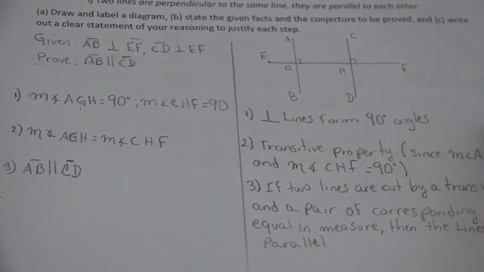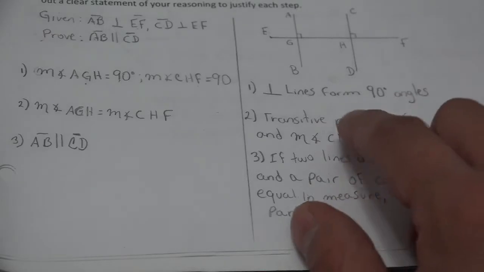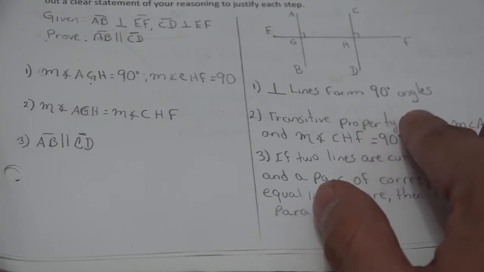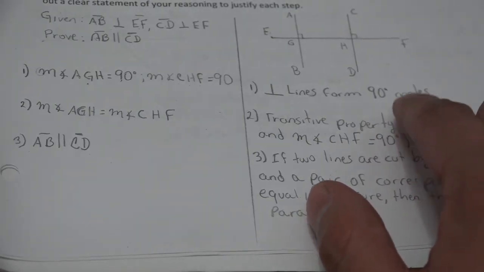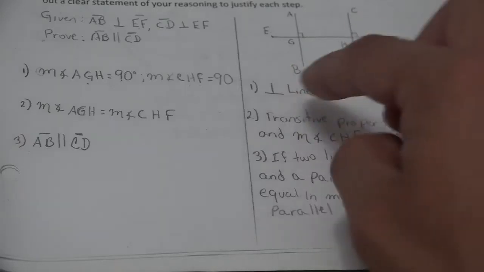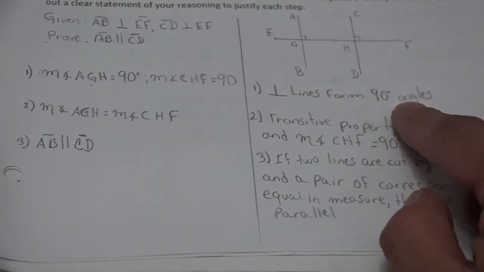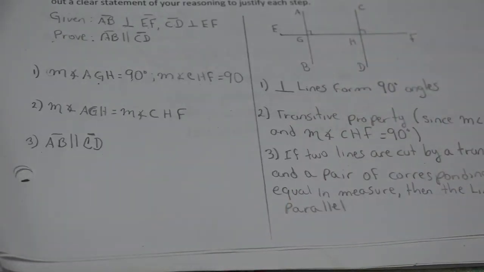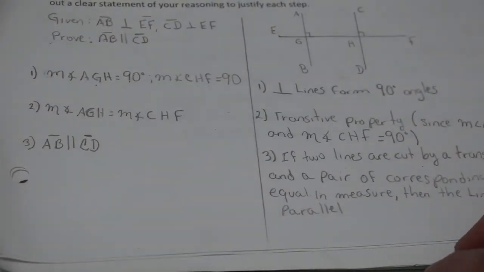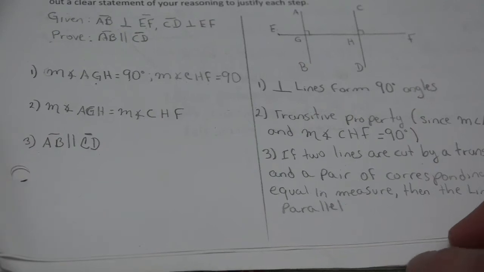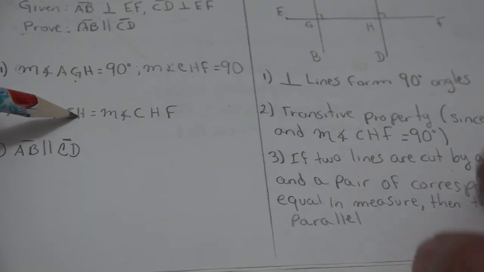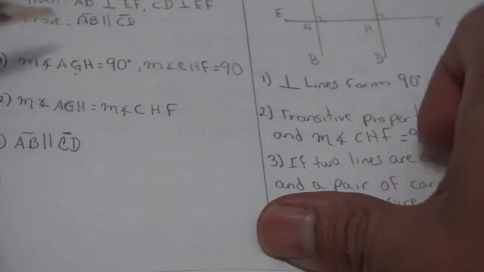So we label them. And what is my reasoning for this? Well, perpendicular lines form 90-degree angles, correct? Or if you want to, in the future, you don't have to write all that. You could just say definition of perpendicular lines. And everybody understands that. Okay. So that's it. Now, what? I don't get it. I'm supposed to prove that they're parallel. So how do I do this? Well, look at the second statement. Okay, it says measure of AGH equals the measure of CHF.